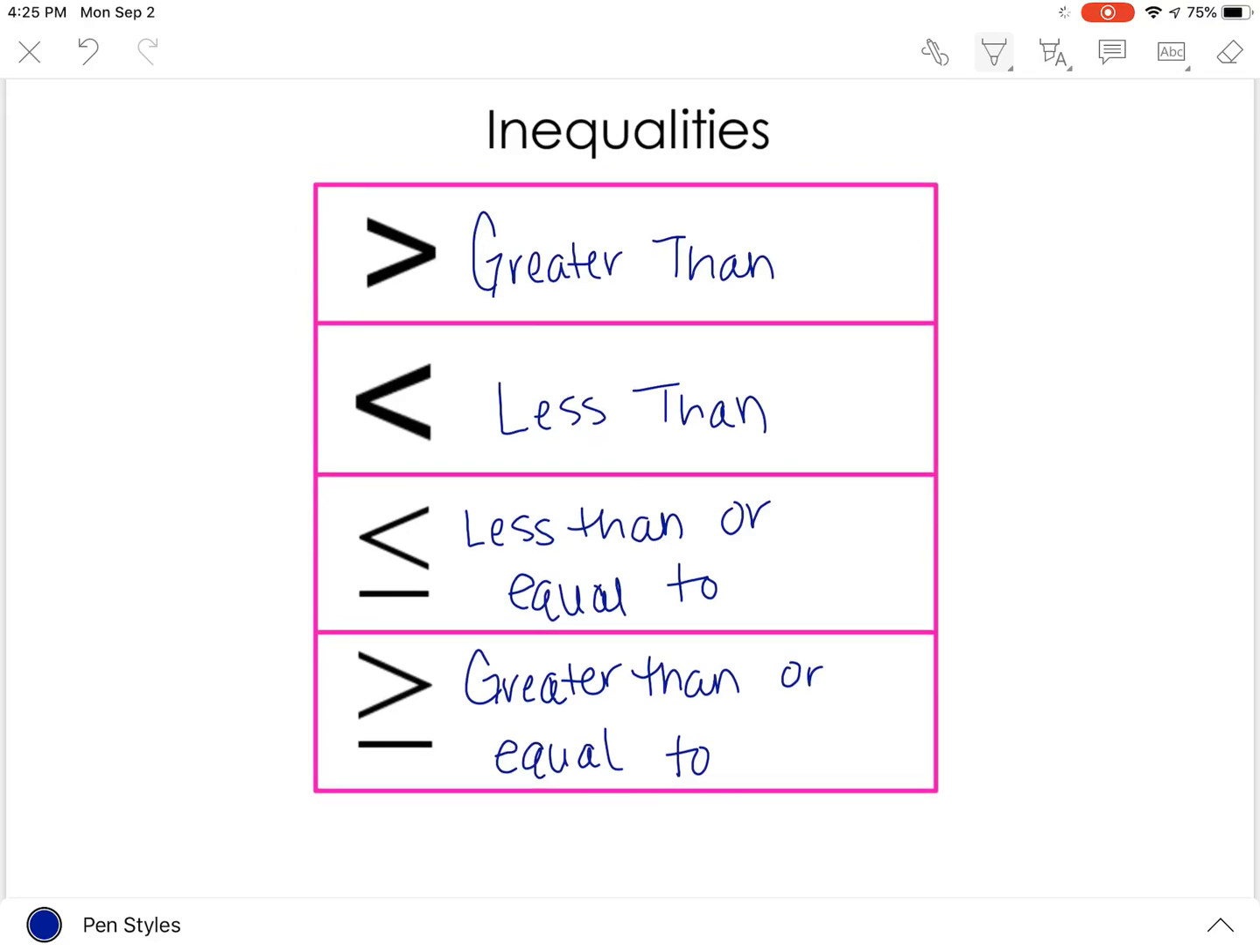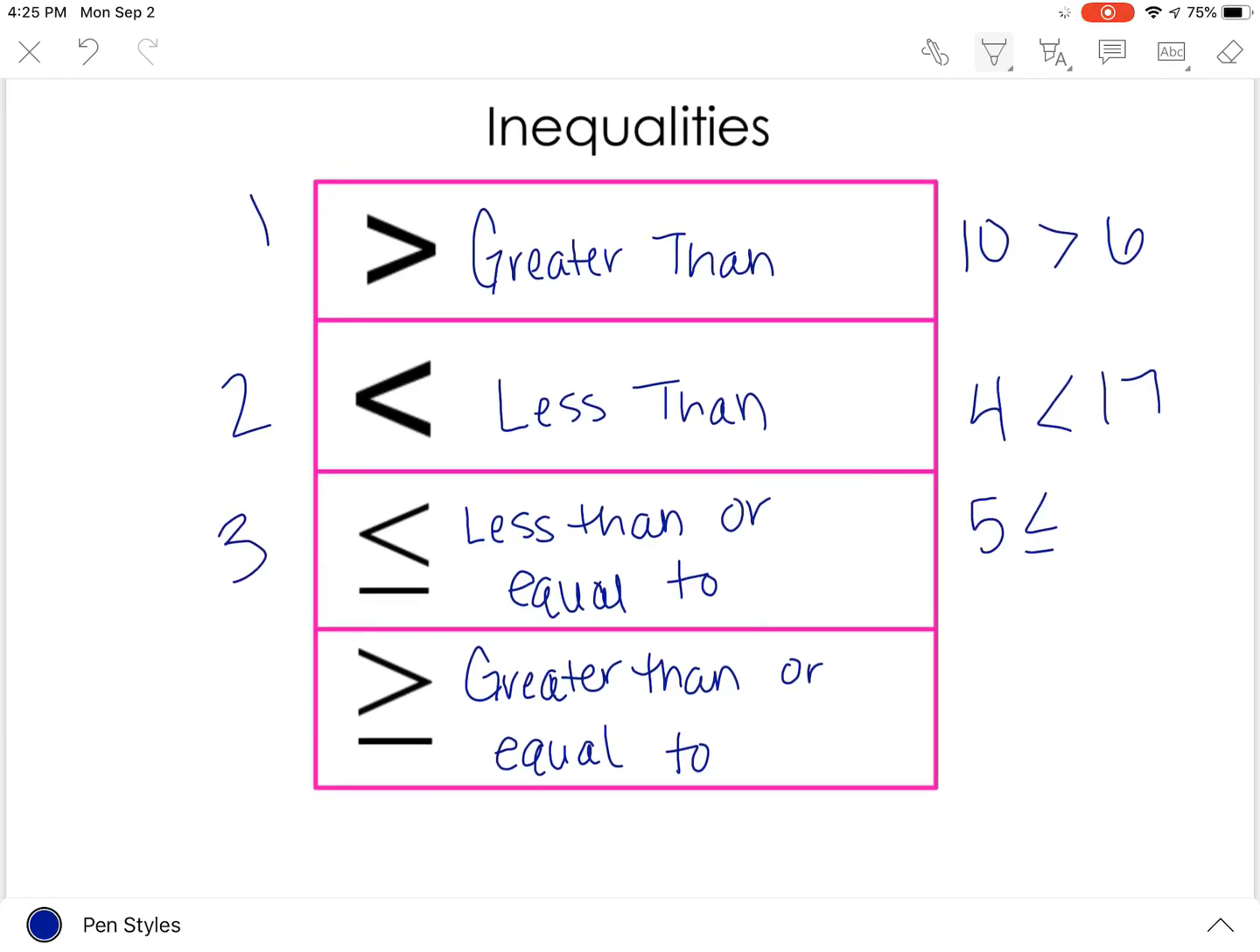So inequalities, there are 4 different inequalities. Number 1, we have greater than, so 10 is greater than 6. Number 2, less than, 4 is less than 17. Then we have less than or equal to for number 3. Well, 5 is less than or equal to 6. 6 is less than or equal to 6. And then last but not least, we have greater than or equal to. So, for example, 4 is greater than or equal to -1, and -1 is greater than or equal to -1. These are the 4 different inequality signs that we'll be working with.